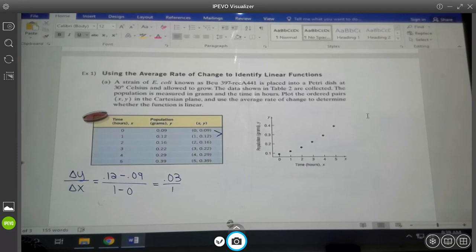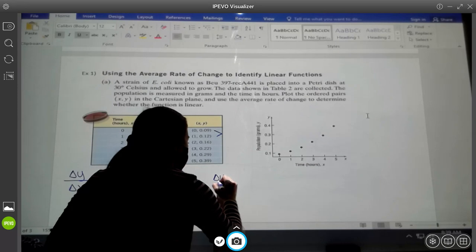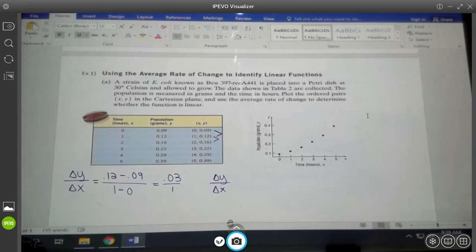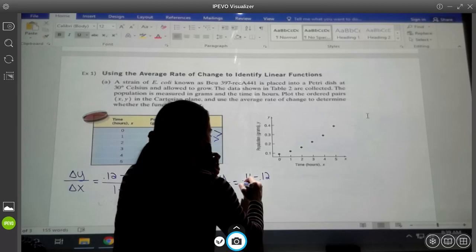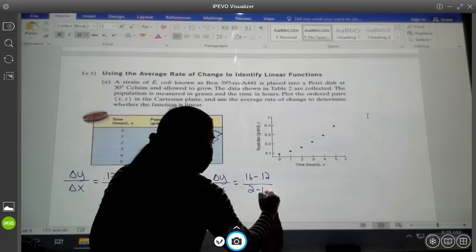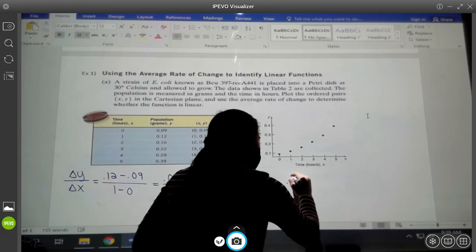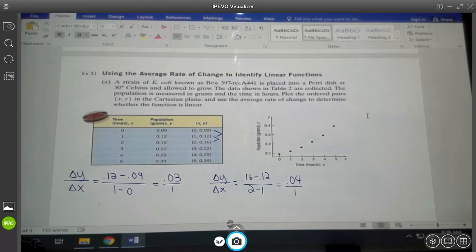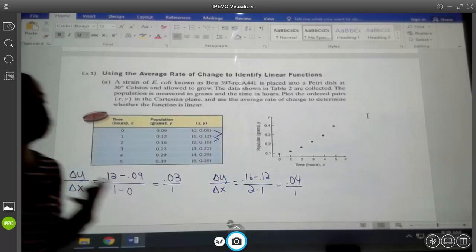Change in Y over change in X. I'm going to grab the next 2 data points. So what's the rate of change in between the next 2 data points? 0.16 minus 0.12 over 2 minus 1. Uh-oh, now the difference in the population is 0.04 over 1. So now the rate of change has differed. Now it's growing by 0.04 grams per every 1 hour. So the minute you find out that 2 slopes don't match, you can stop. This is not a linear function.